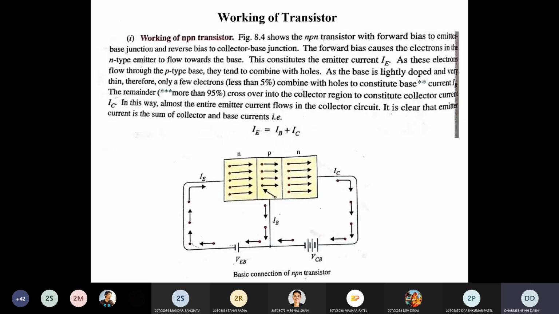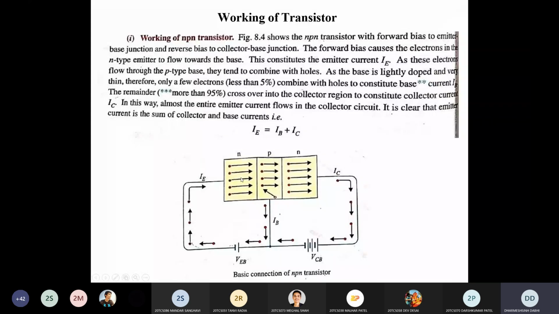How do these transistors work? Let's understand this graphically. Here I take the NPN transistor, and as we see, the emitter terminal is connected with the negative of the supply, and the base terminal is connected with the positive. That is called the emitter base voltage. As we know, the emitter junction is always forward biased.